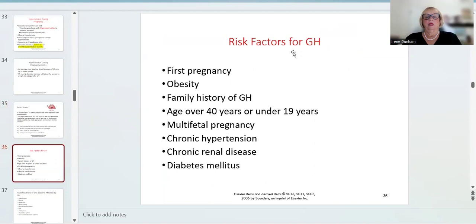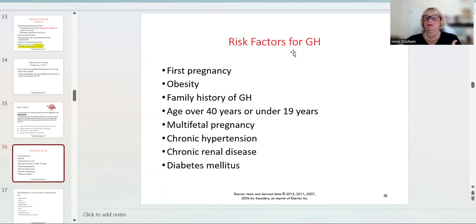Okay. All right, some risk factors. Now, it does happen in the first pregnancy. It happens more in obesity, women who come in already being obese. A family history. Remember that first visit I said we're going to get a family history? I want to know, Mom, did your mother have hypertension during her pregnancy?